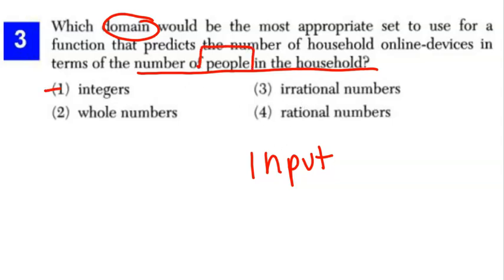No. So it can't be the integers, it can't be the set of all rational numbers, and it can't be the set of irrational numbers. Right? People cannot be partial, and they cannot be negatives. So no negatives, no partial numbers.